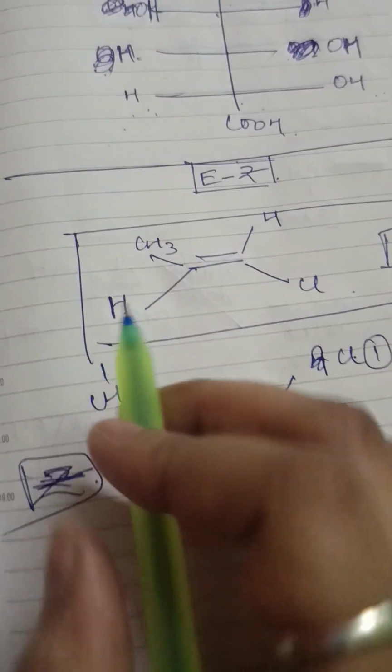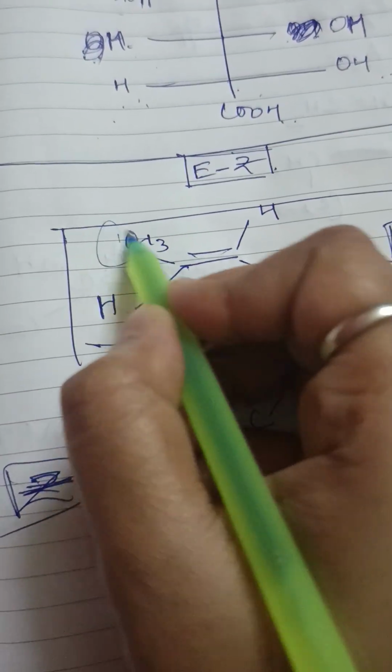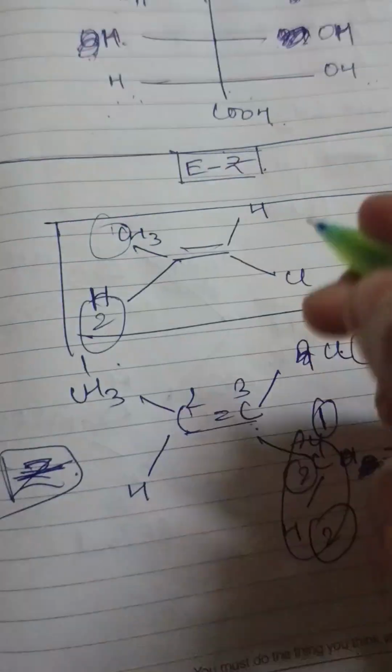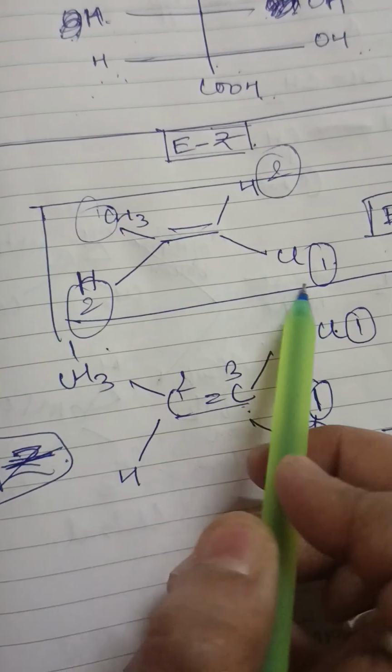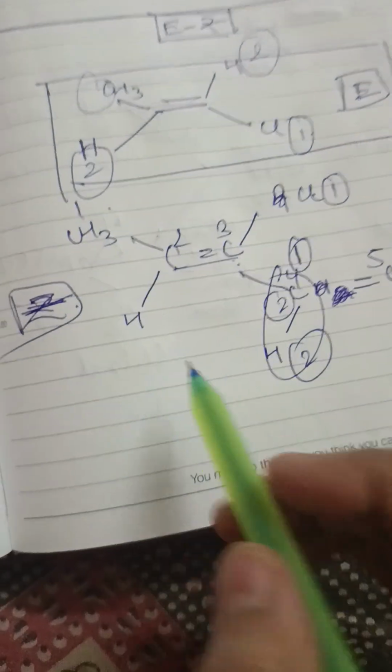If you prioritize this, CH3 is more, this is hydrogen; this is 1, this is 2, so the highest priorities are on opposite sides, so this is E.